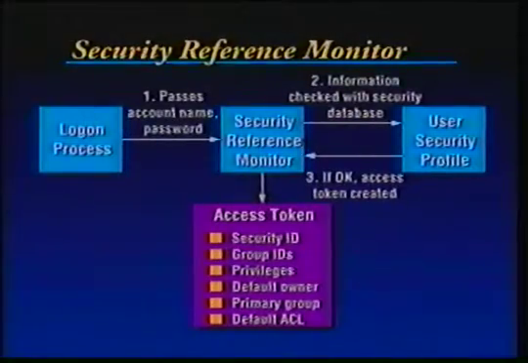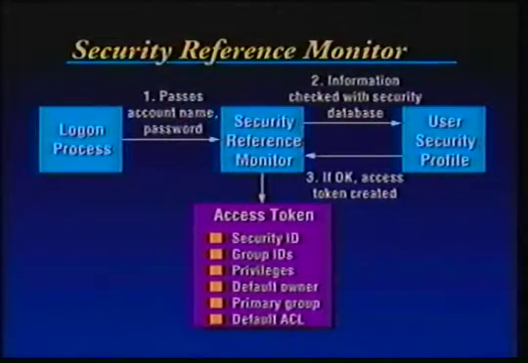Let's look at how the security reference monitor works. We start out with somebody logging in through the login window. Provided that was successful, provided they type in a username and a password, that name and password information is going to be passed to the security reference monitor, which is one of the executive subsystems. That then gets checked with a security database on the system. One of the things that I haven't talked about yet is that there's a database on the system called the registry, and it's within that registry that the user's security profile is sitting.